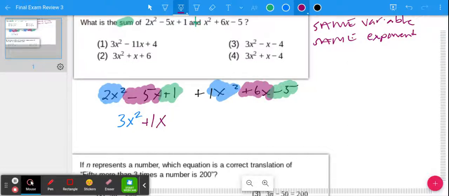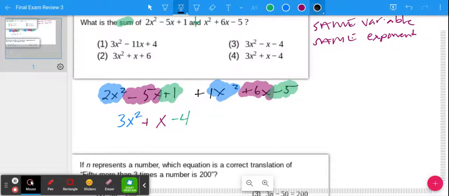Now remember, when we have a coefficient of 1, we don't usually write it. So it just shows up as x. X is the same thing as 1x. And then we have positive 1 and negative 5, which combines to give us negative 4. When you add two numbers of opposite signs, you subtract them and keep the sign of the larger number. So 5 minus 1 gives us 4, and the 5 is the bigger number, so it's a negative.